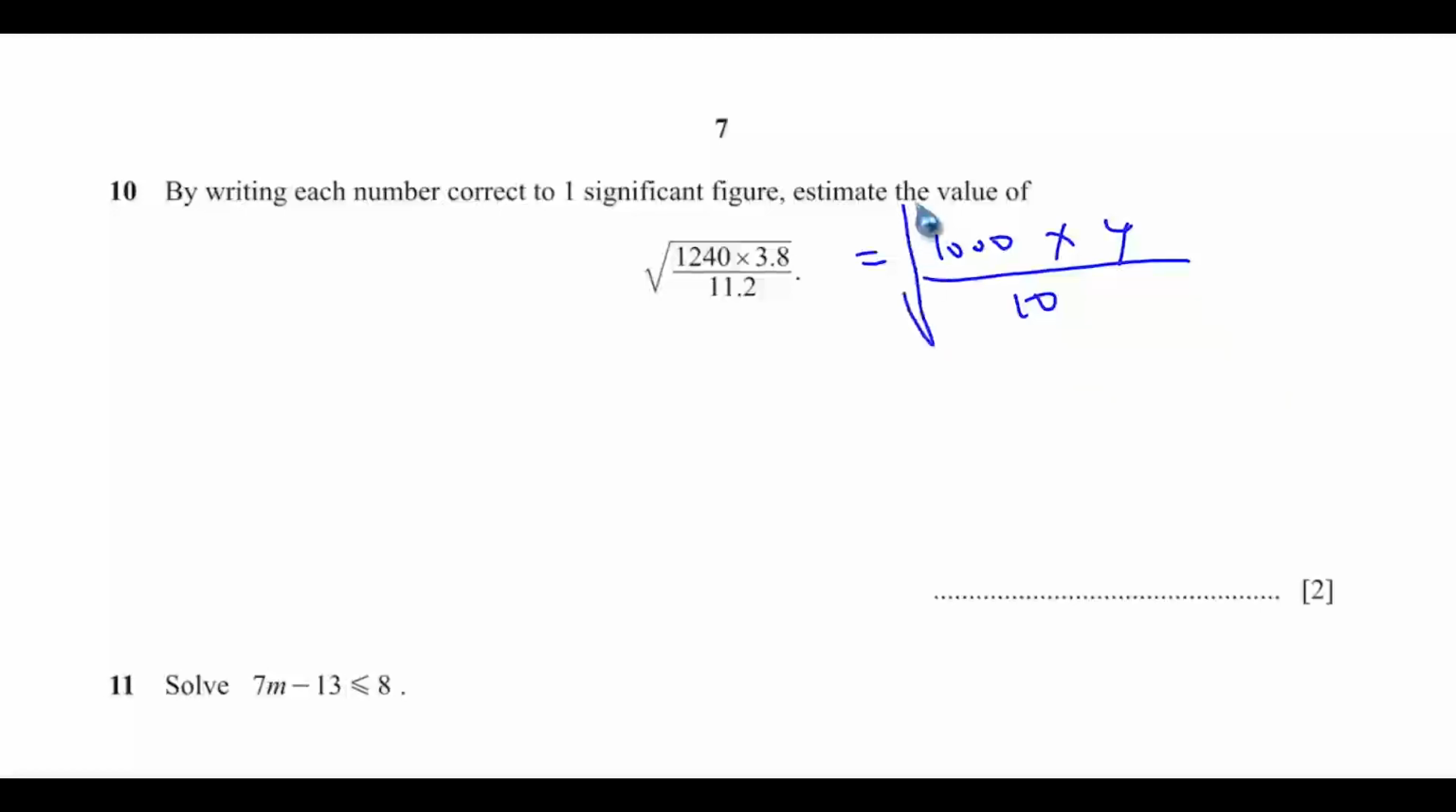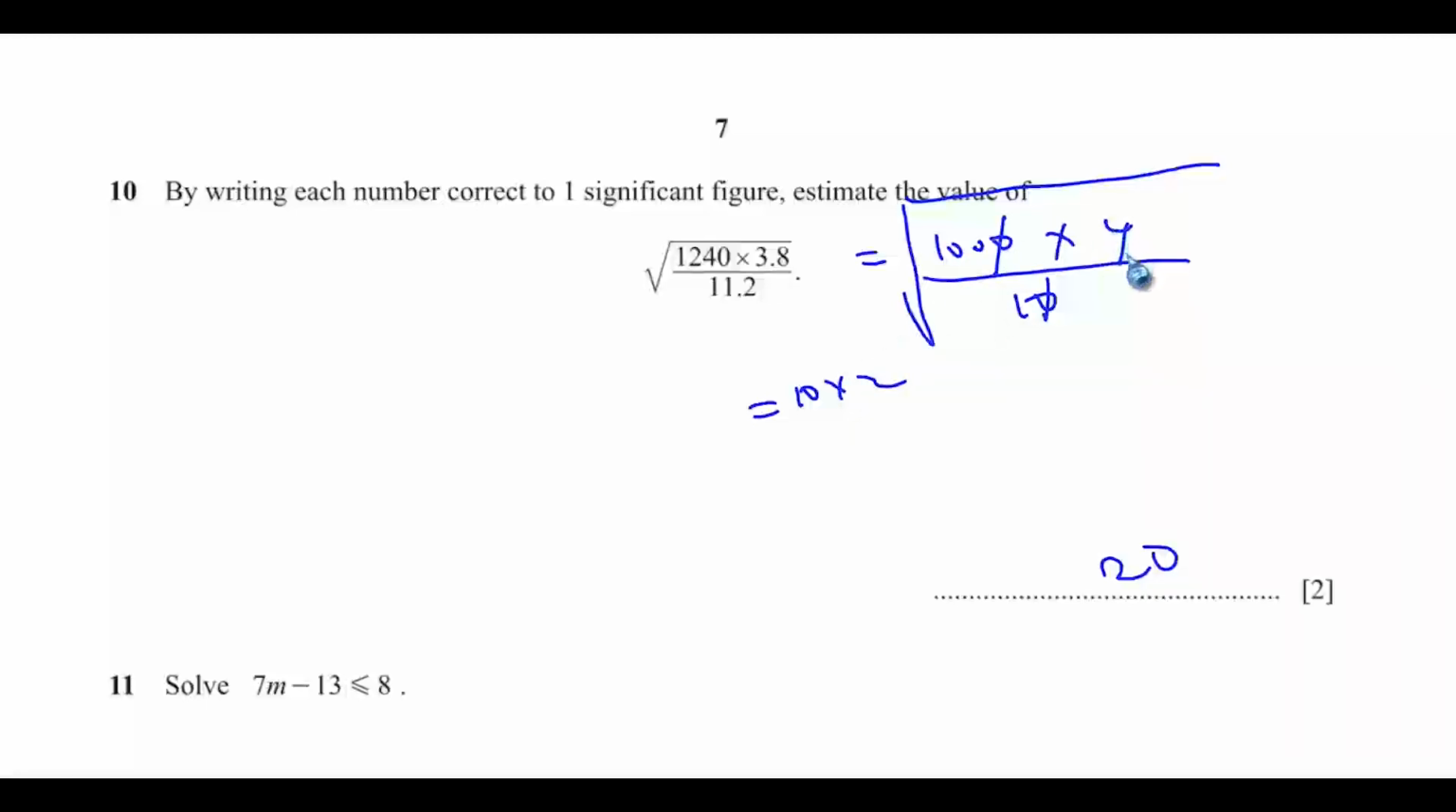The essence of estimation is to make your working easy. So here you can simplify this. This will give you 100, and you can cancel 0 here. You have 100 there. Then 100 against 4. Under the radical, it will turn to 10 multiplied by 2. So you have 20. The square root of 100 is 10.